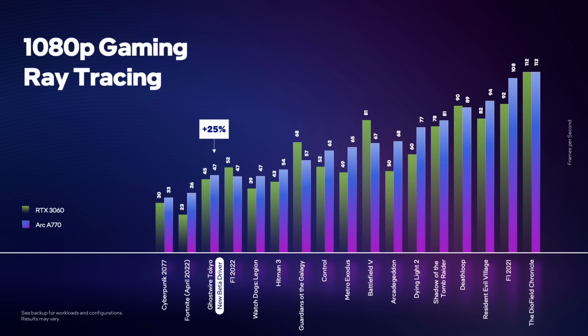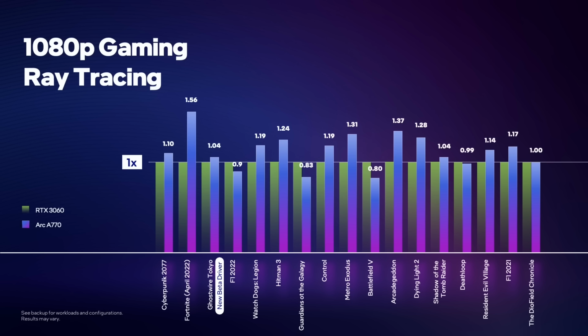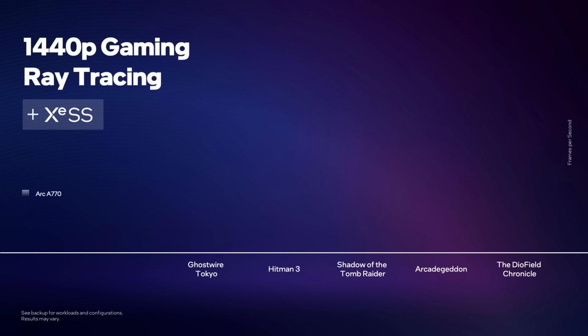Very good. All right, but I like to normalize, right? Normalizing removes all the ambiguity, and all of a sudden you can see, okay, there's a couple that were down, but most of them were up. So our ray traced performance versus 3060, I think it's pretty compelling. That's very impressive.